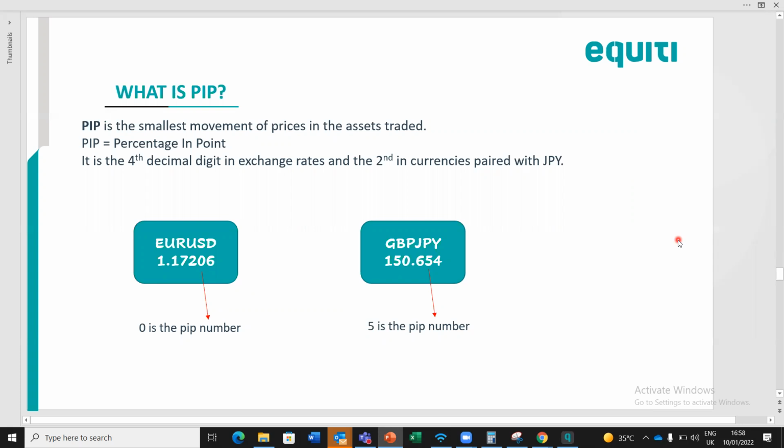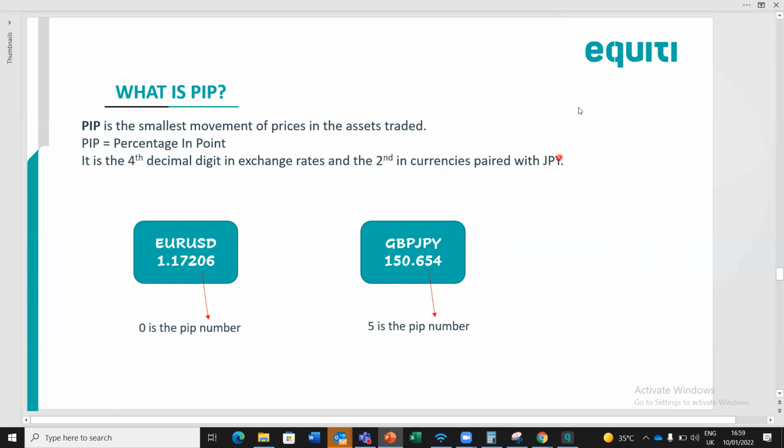It is the fourth decimal digit in the exchange rates, and the second in currencies that are paired with the JPY. Currencies paired with the JPY are sometimes exceptional because they have exchange rates with decimal places of only three, while the rest have decimal places of up to five. Let's take for instance, in the pictures here, we have the EUR/USD, and 1.17206 simply means that 1 euro is exchanged for 1.17206 USD. And GBP/JPY equal to 150.654 simply means that 1 Great Britain pound is exchanged for 150.654 Japanese yen.